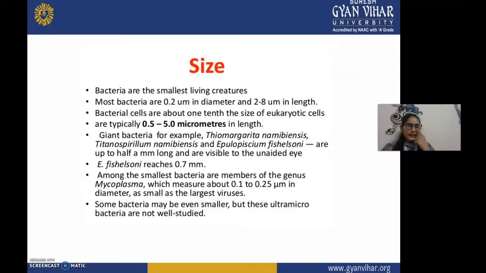Now, giant bacteria, for example Thiomargarita namibiensis, are up to half a millimeter long and are visible to the unaided eye. Among the smallest bacteria are the members of the genus Mycoplasma, which measure about 0.1 to 0.25 μm in diameter and are as small as the largest virus. Some bacteria may be even smaller, but these ultramicrobacteria are not well studied.